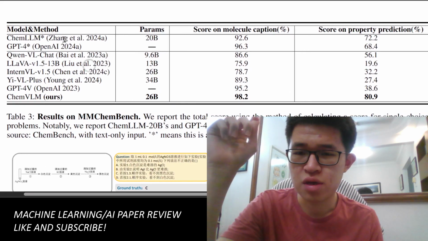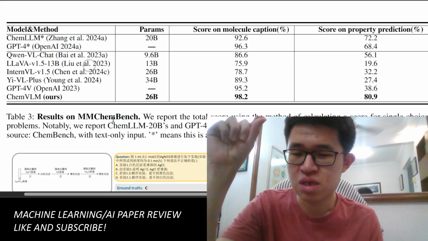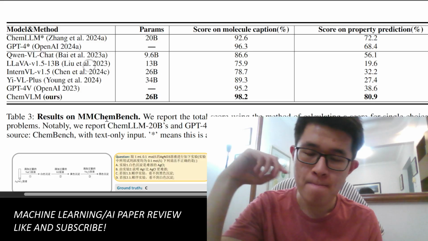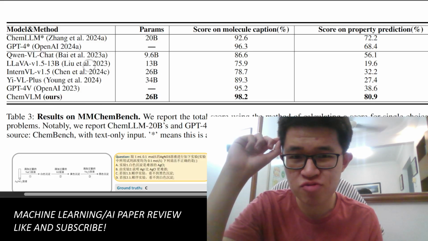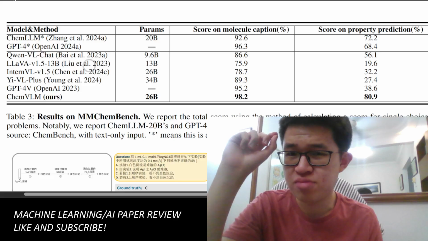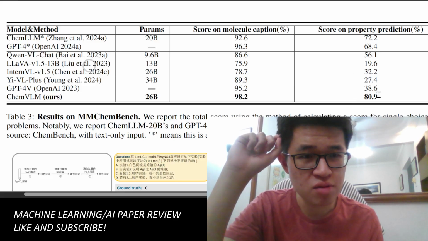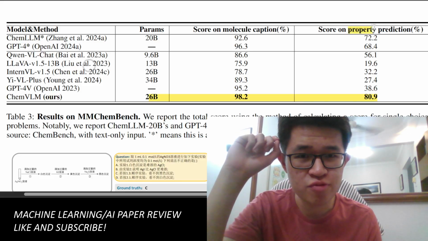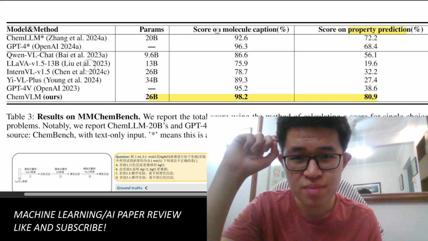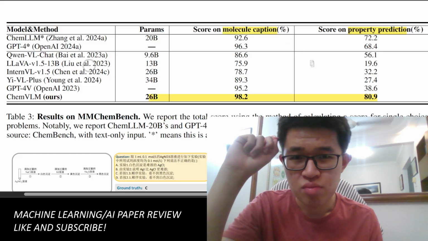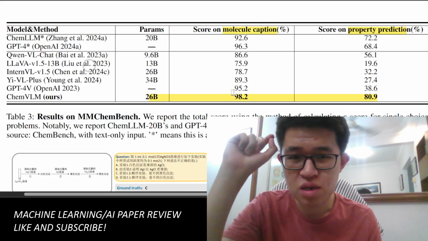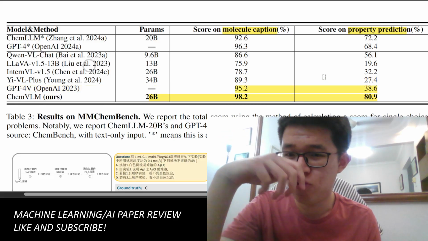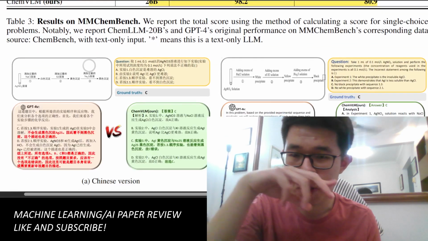Oh yeah. Okay. Right. And the results for the chemistry benchmark, the multimodal chemistry benchmark, and the same thing happens again. It outperformed all the other approaches, even on property prediction and molecule captioning, right? And it's even better than the GPT-4 vision model, and that's great.